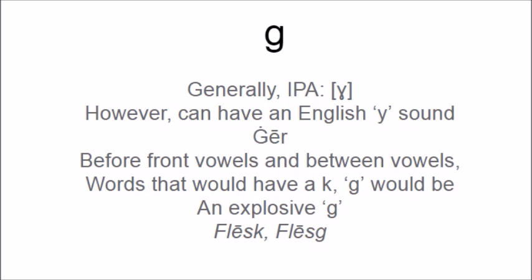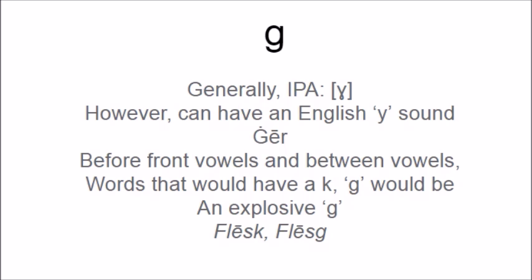Moving on. G. G is an interesting letter because it has a number of sounds, but generally it's a guttural letter that makes an R-like sound. It's a very guttural sound. However, it can have an English Y sound when before front vowels or between vowels in general.